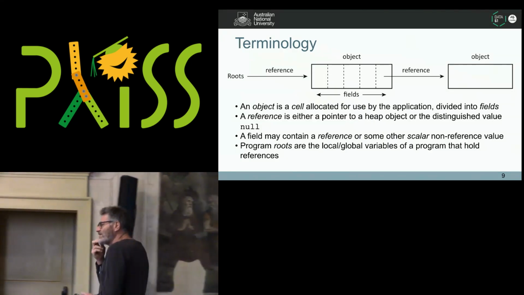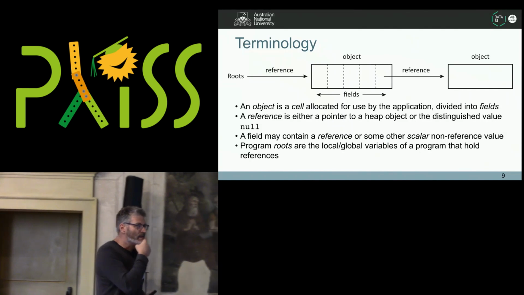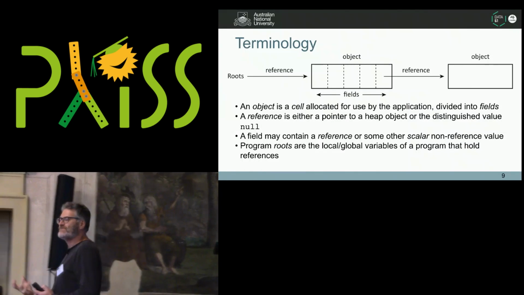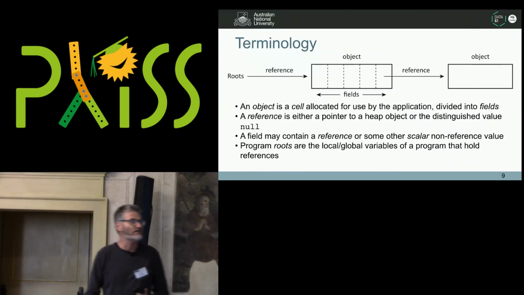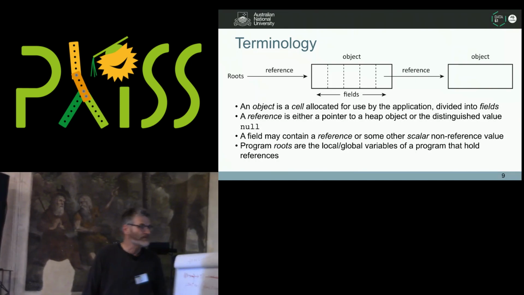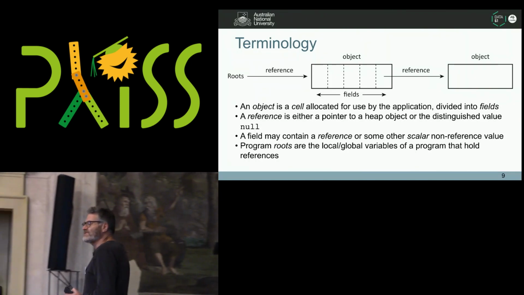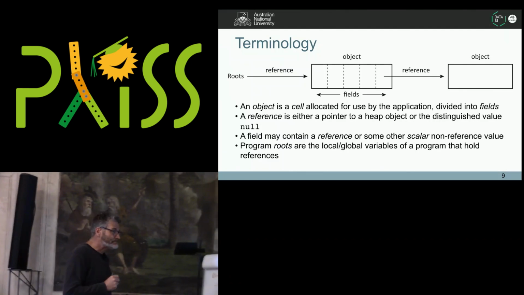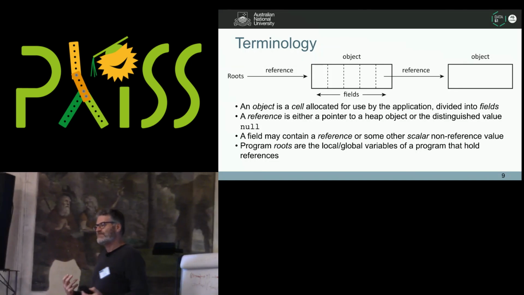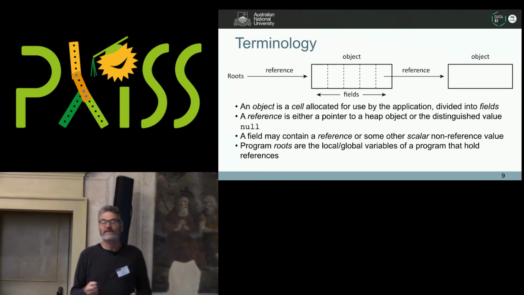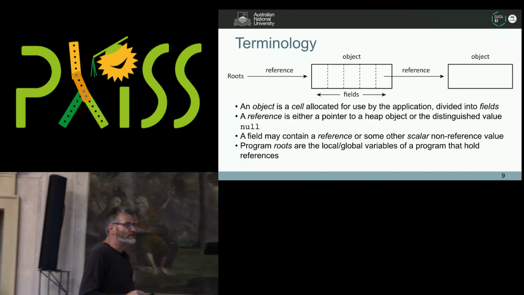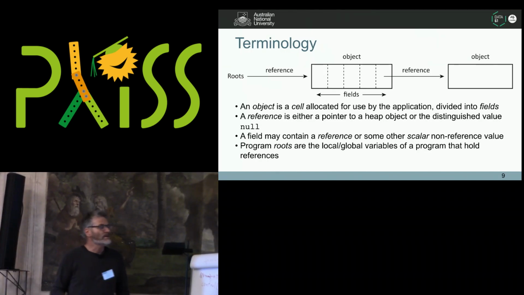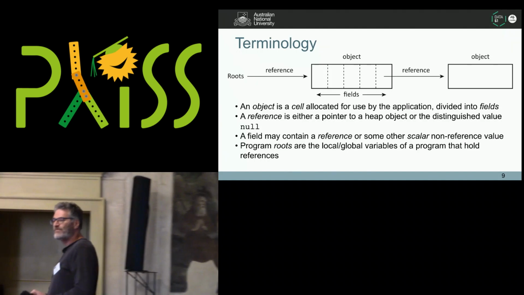We'll also be talking a lot about what objects look like, or cells look like. We'll be talking about the fact that our program will have some number of references that it uses to refer to objects or cells within the heap, which we'll call the roots. These roots might be the values of references that are held in registers or in the local or global variables of the program. And an object itself will be broken up into some number of fields. Those fields may contain other references to other objects, such as the example that you see here with the last field pointing to another object, or they may have non-reference values in them, a payload, if you like, for the object.